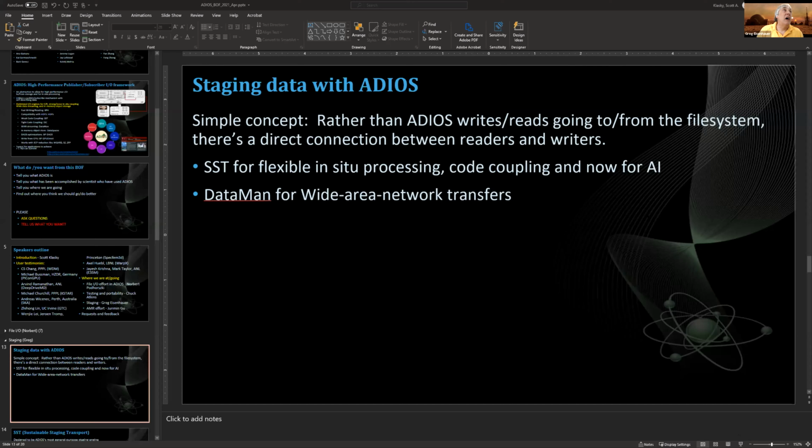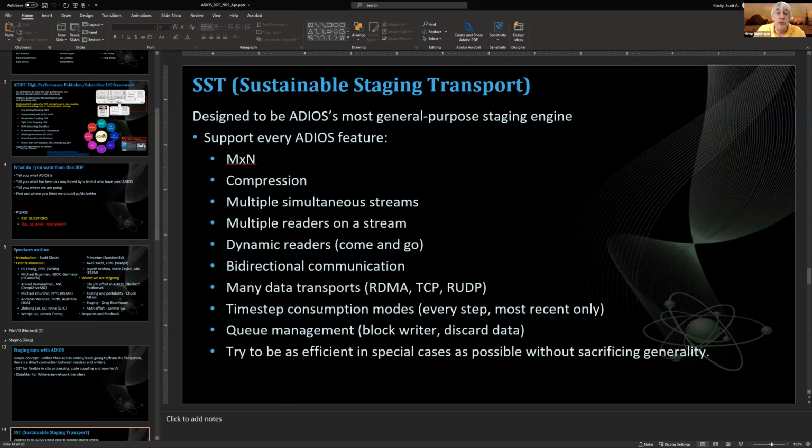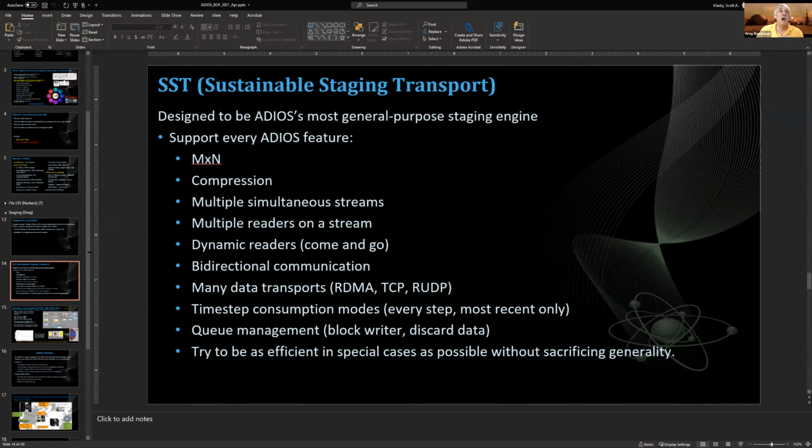In particular, that simple statement leaves a lot of things undefined. Are the readers and the writers co-located? Are they in the same job, the same cluster, different continents? Is the exchange synchronous or asynchronous? Is there queuing involved? How does this all work?